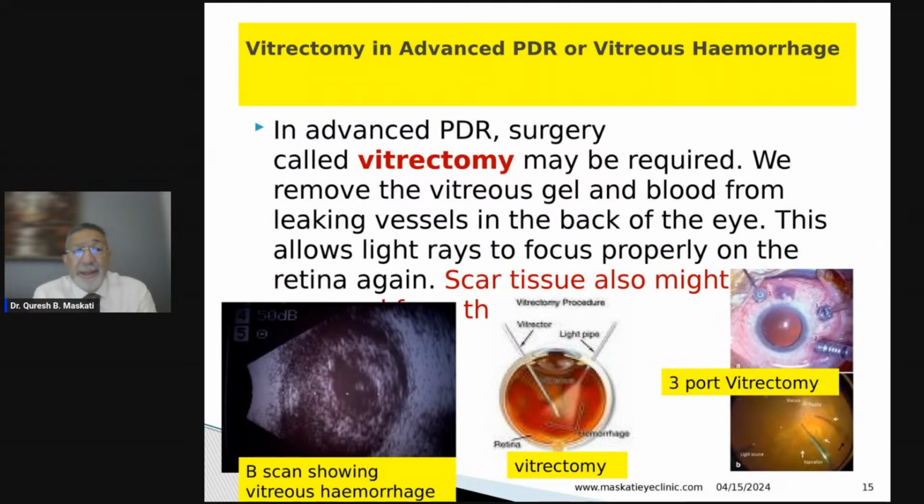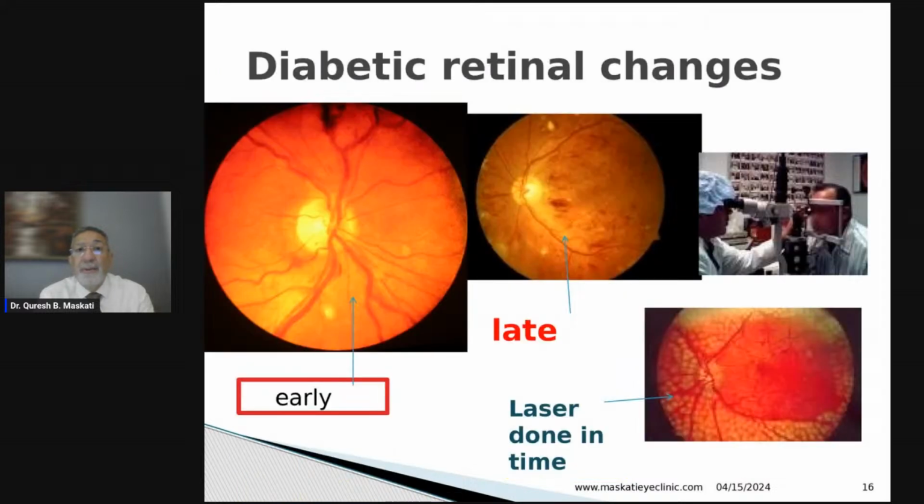So we do a B scan to find out the extent of hemorrhage, and then we do what is called a 3-port vitrectomy. This is how it looks. 3 ports, because I told you 3 pipes have to go into the jelly of the eye, and then cut the tissue out, suck it out, and replace it with saline.